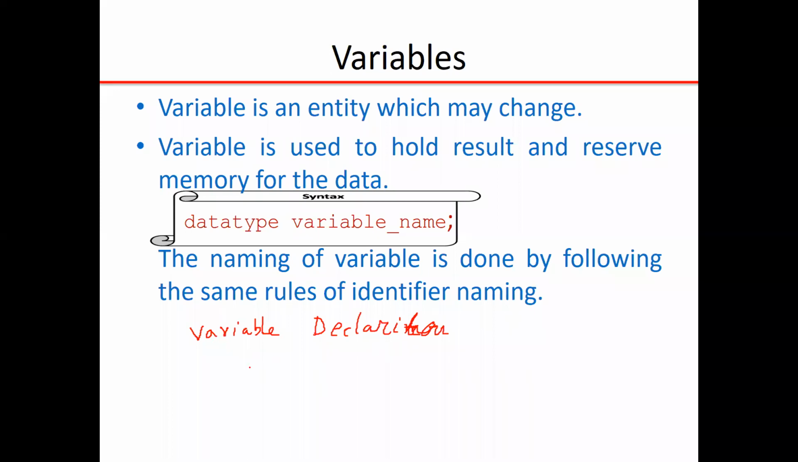Suppose I want to declare a character variable grade. The name of the variable is grade, and char is a data type. The variable name is grade, char is the data type. The grade variable will be declared, and I can use the variable grade in my program later on.